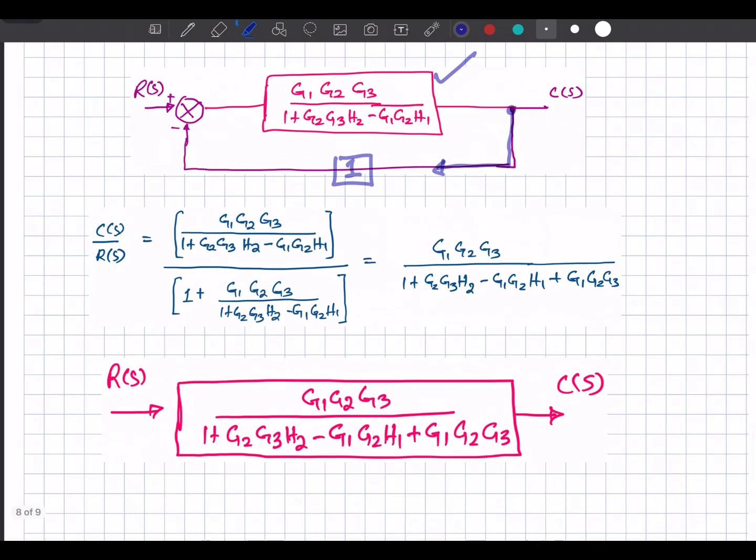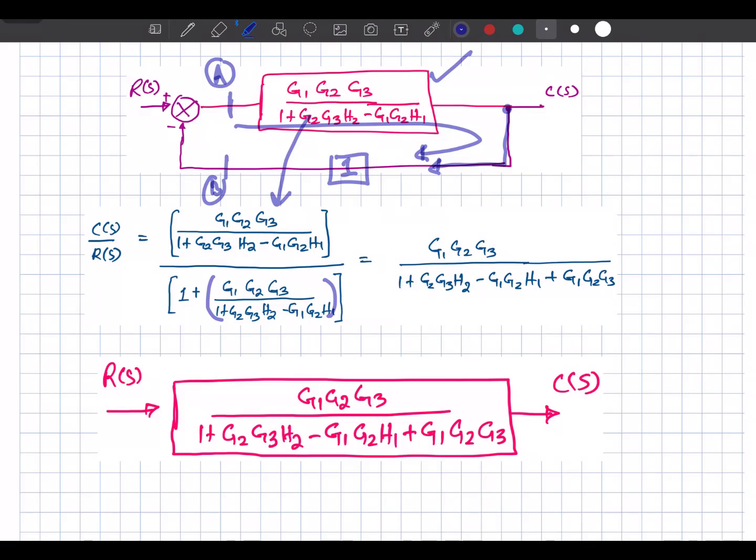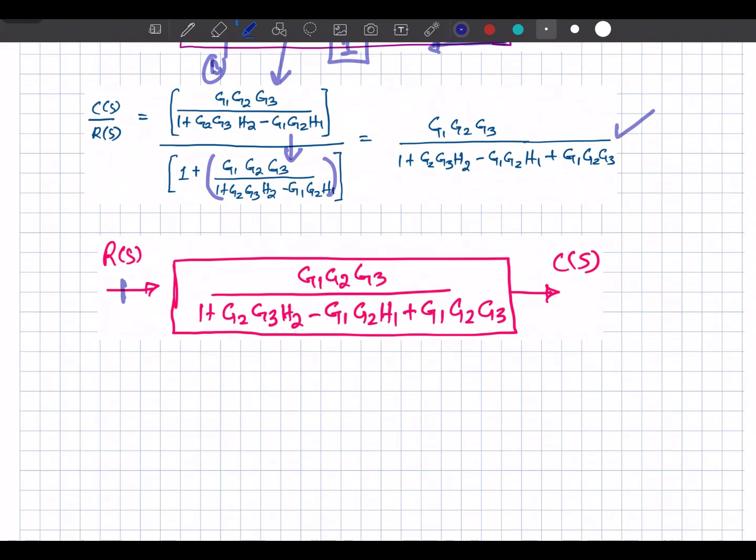So this makes a negative feedback, so we can use the forward gain, that is this one, divided by 1 plus the loop gain. So the loop gain from this point A to point B over here will be the same. So 1 plus this transfer function. If we simplify, we get this one. So this is the transfer function that is relating our input with the output, a single transfer function.